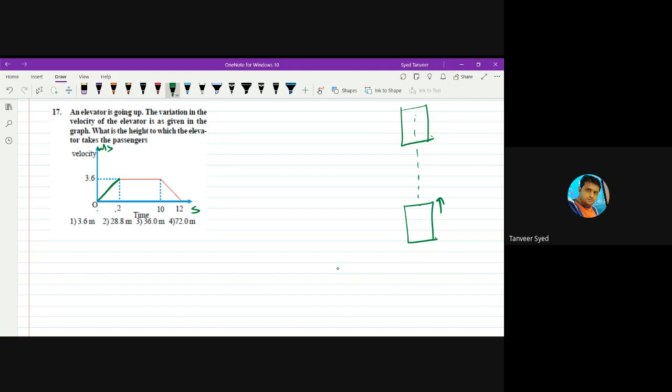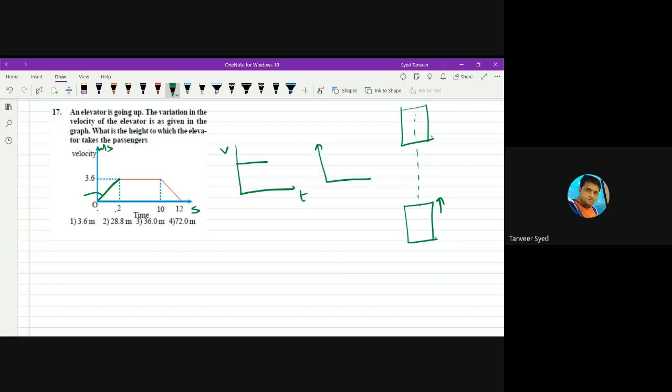What kind of motion is this? Don't look at the shape of the line. Constant acceleration, sir. How is the body moving with a constant velocity? Yes, sir. If the VT graph is like this, then what is the motion? Constant acceleration, sir.